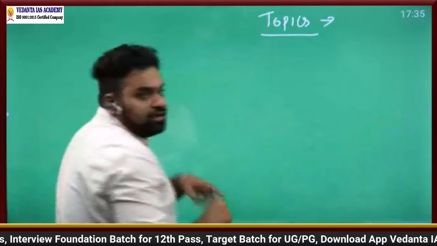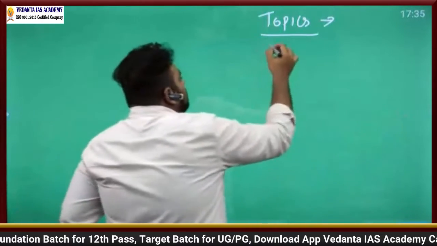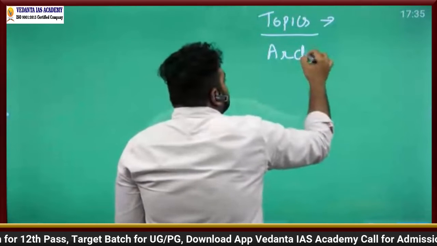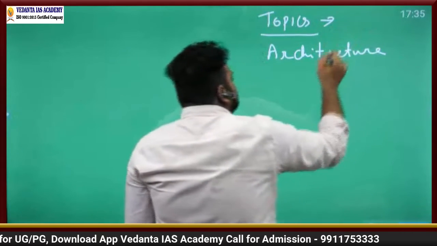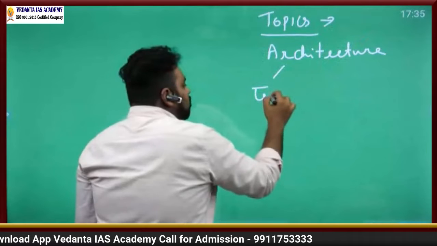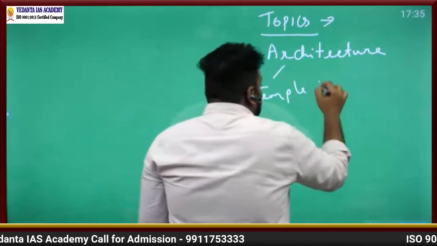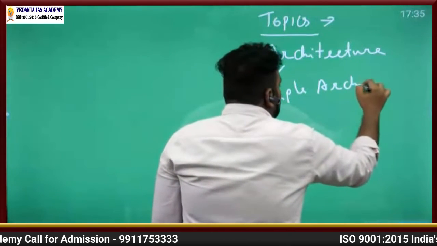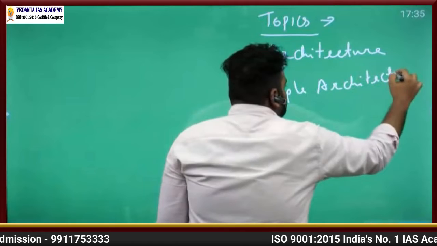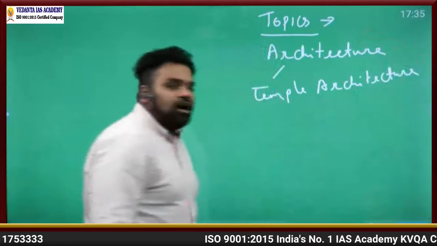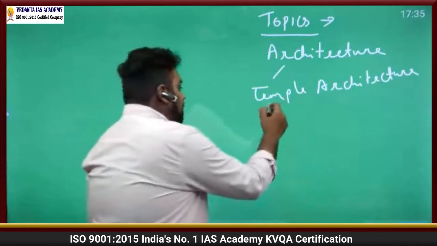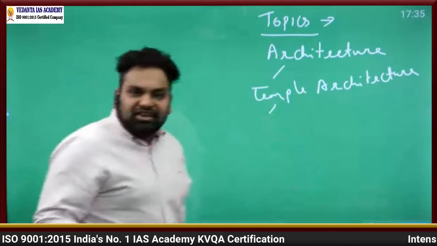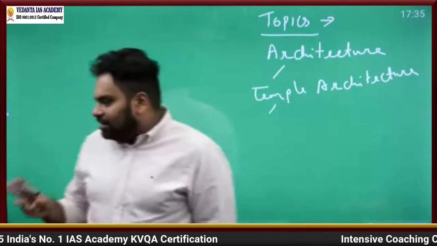So the topics which we need, first of all, is the architecture, right? In architecture, the most important thing is temple architecture. So temple architecture becomes very, very important, right? In temple architecture, we have different styles. So what are the three styles of temple architecture? Can anybody tell me now?